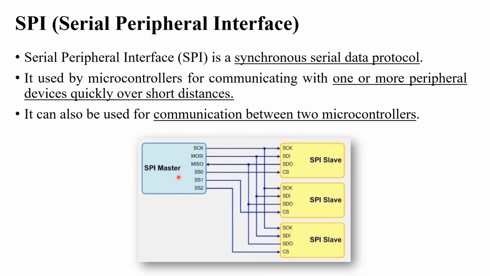For example, master means your microcontroller and slaves means different devices like analog to digital converter, LED, LCD, sensor. So these all are slave devices. So it performs the communication between one master and multiple slaves. So this is an overview of the SPI protocol.